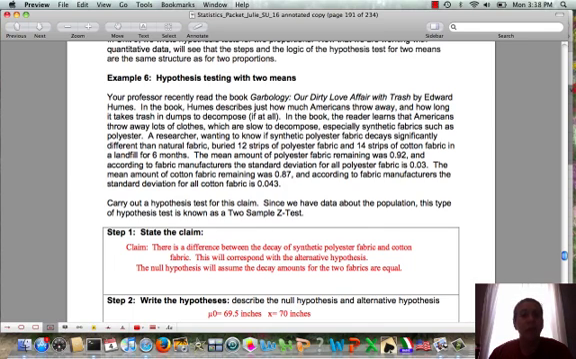fabrics such as polyester. A researcher wanting to know if synthetic polyester fabric decays significantly differently than natural fabric buried 12 strips of polyester fabric and 14 strips of cotton fabric in a landfill for 6 months. The mean amount of polyester fabric remaining was 0.92, and according to fabric manufacturers, the standard deviation for all polyester fabric is 0.03. The mean amount of cotton fabric remaining was 0.87, and according to fabric manufacturers, the standard deviation for all cotton fabric is 0.043.